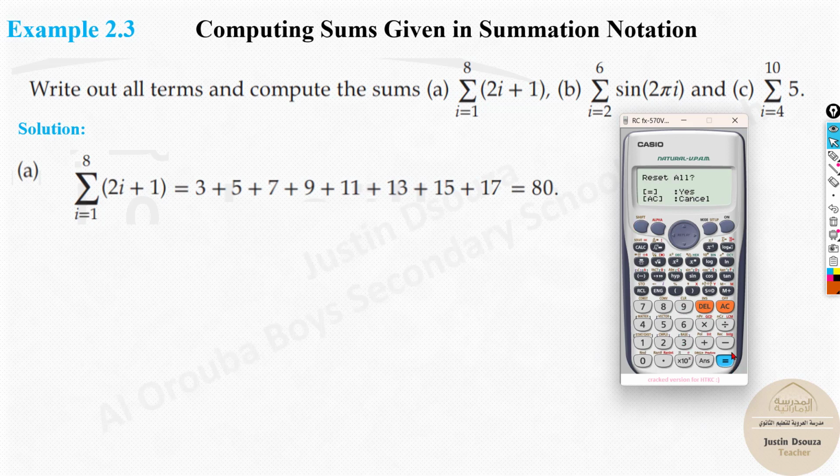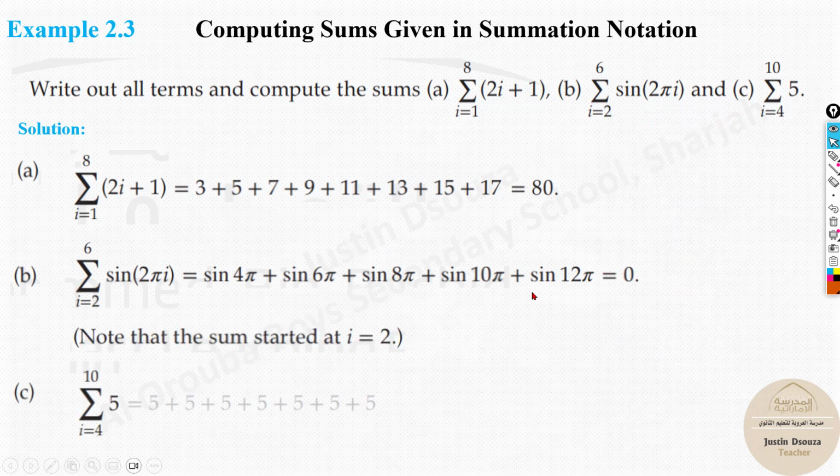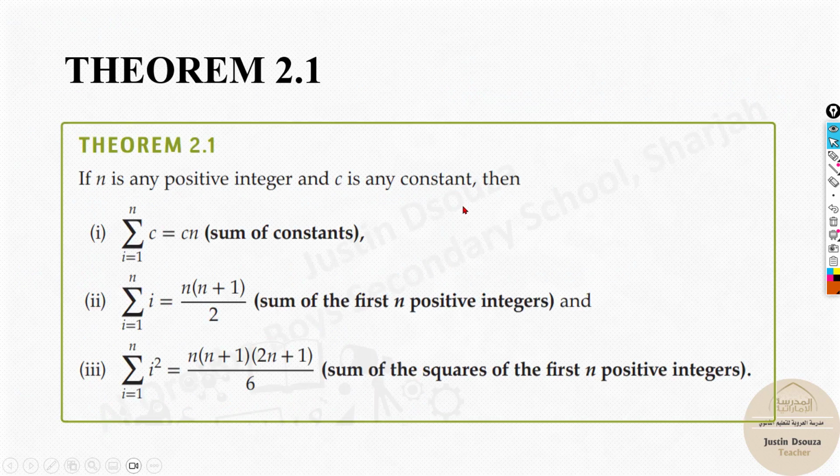Okay, I'll just clear the calculator now, and then we will go to the last one, shift and the sigma symbol. This is the summation. It's just i, and we start with 4 and we go till 10, and the answer is 35. So these are the answers over here. That's it. Now we will look into the formulas.